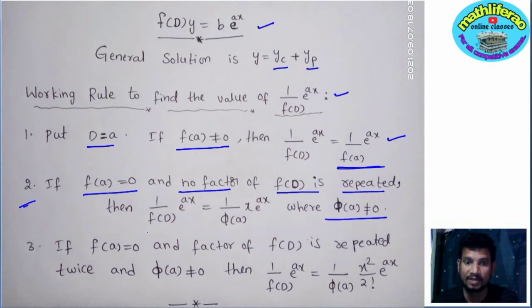Third one, if f of a equal to 0 and factor of f of D is repeated twice. Factor of f of D is repeated twice and phi of a not equal to 0. Then 1 by f of D into e to the power ax equal to 1 by phi of a into 2 times కాబట్టి x square by 2 factorial. 3 times repeated అయితే x cube by 3 factorial. 4 times repeated అయితే x power 4 by 4 factorial. So here 1 by phi of a x square by 2 factorial into e to the power ax. This is the working rule for particular integral.